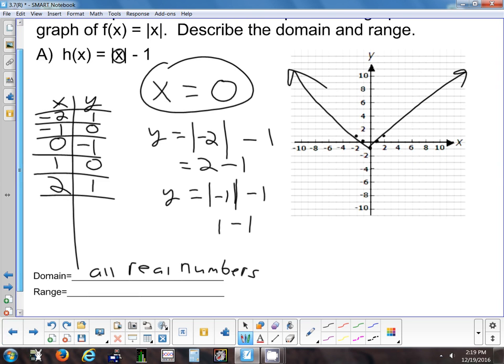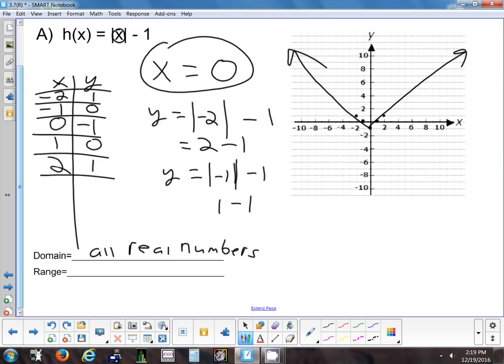What about the range? Y is 0. Not greater than or equal to 0. It goes a little lower than that. -1. Yep. It goes from -1 up forever.